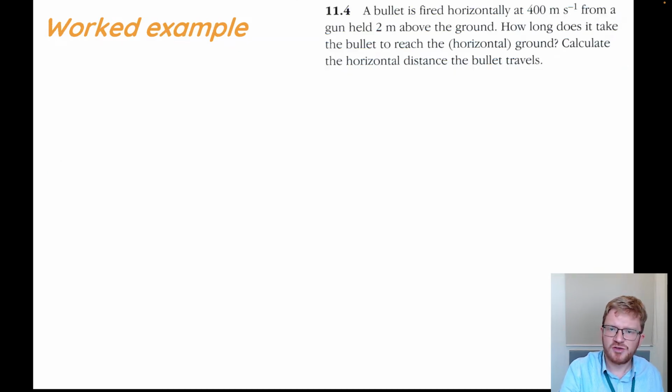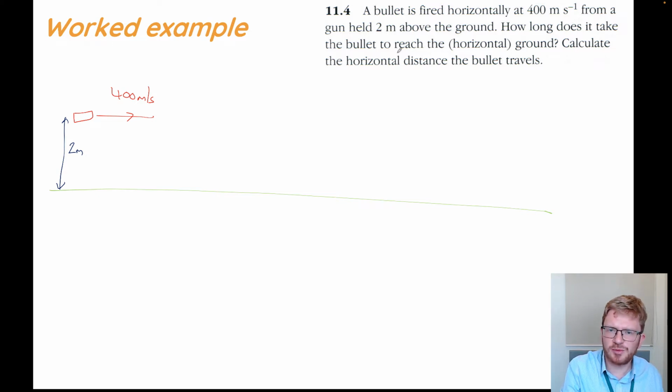Let's do an example then. So we've got a bullet fired horizontally. So here's my bullet, and it's fired horizontally at 400 meters per second. Now, I tend to do an arrow with a line with an arrow in the middle of it to show velocity. So it's fired horizontally 400 meters per second from a gun held 2 meters above the ground. So let's add in the ground here, and then we will add in a dimension to show that this is going from 2 meters above the ground.